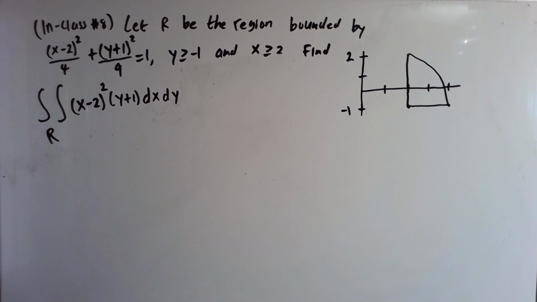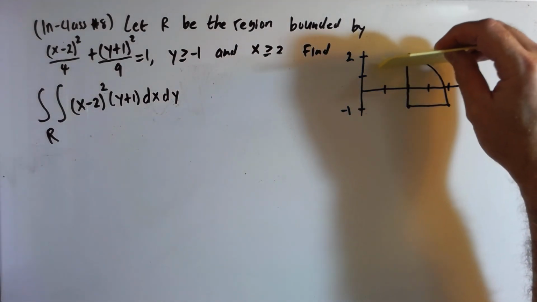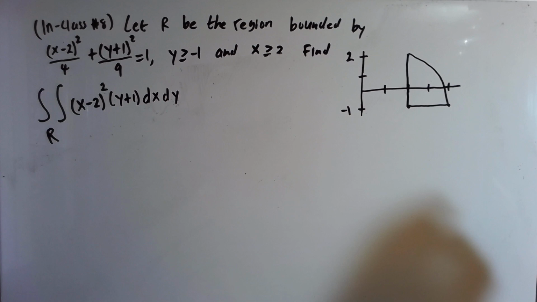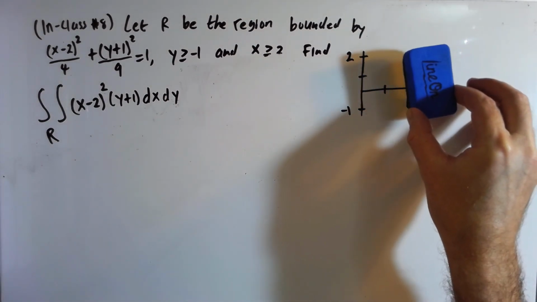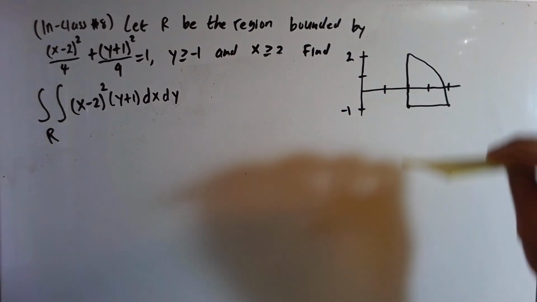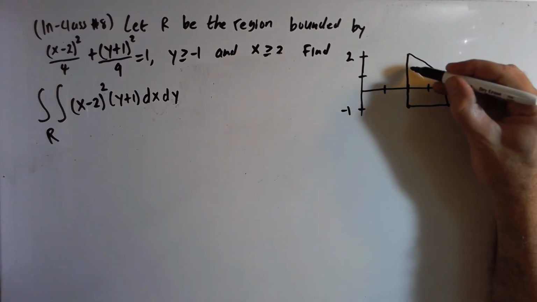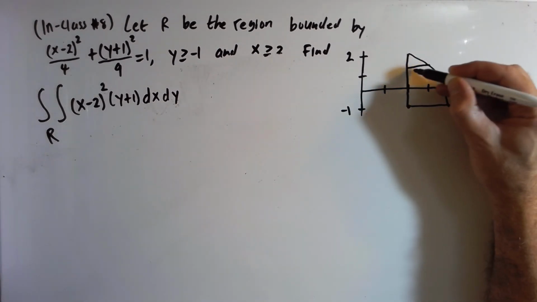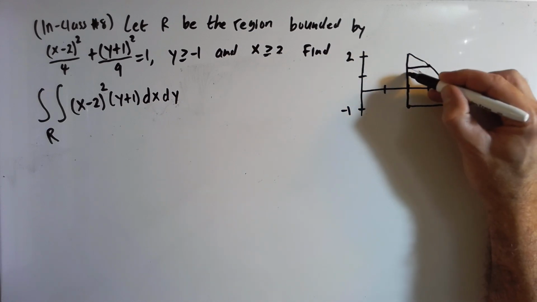Here, since x is first, it means you're going to be doing strips parallel to the x-axis. So it'd be like this. You're chopping it up this way. Again, there's some sort of surface above this, maybe like that. Then you're trying to find the volume above this region. So again, we're slicing it this way. Let me put in a typical strip here.